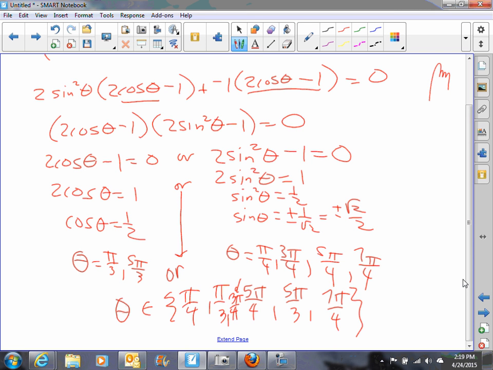Okay, so theta is pi over 4, pi over 3, 3 pi over 4, 5 pi over 4, 5 pi over 3, 7 pi over 4. Those would be all of the values in the first revolution of the unit circle.